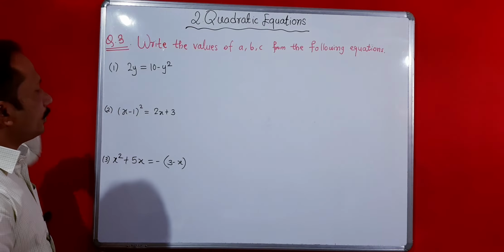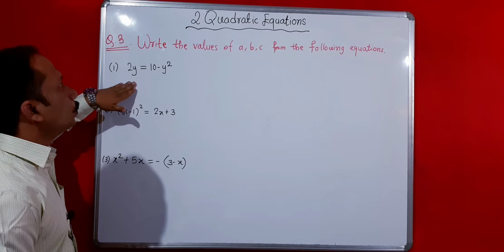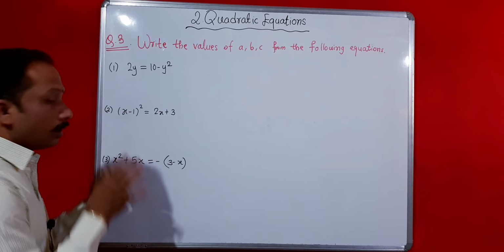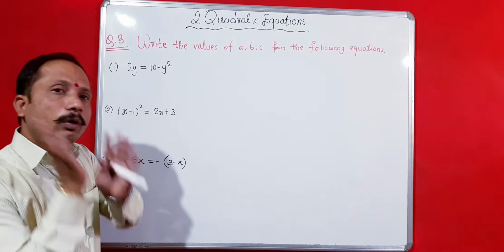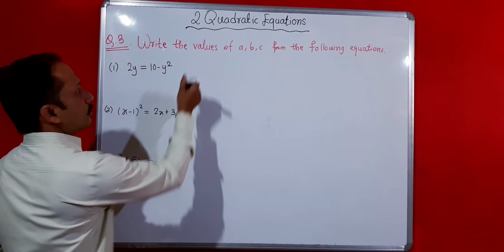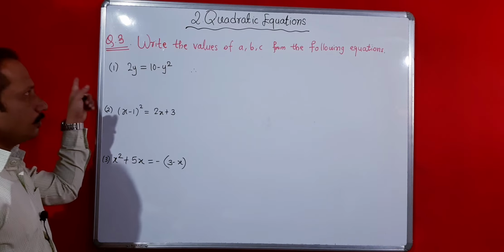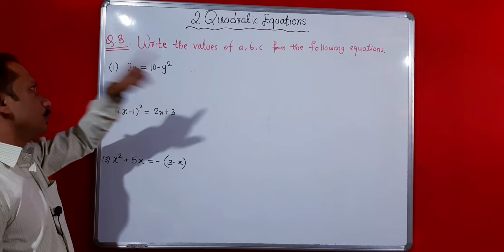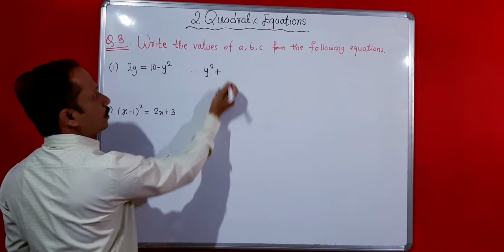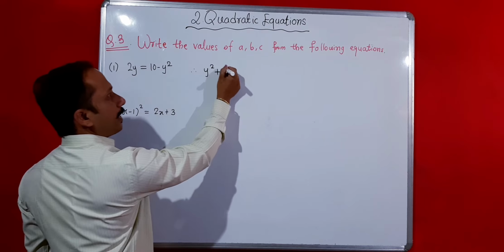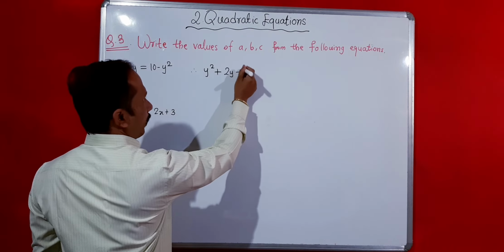There are only 3 examples I have written, and we'll talk about more examples later. See the first example, 2y is equal to 10 minus y square. First we have to convert this equation into the general form of the quadratic equation. I will write this equation here. The 10 minus y square is on the RHS, we will take that to the LHS. So minus y square will be plus y square, and this plus 2y is already on the LHS, and plus 10 will be minus 10, is equal to 0.